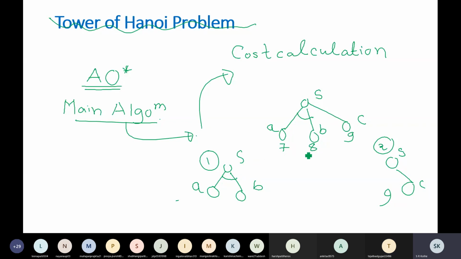Because this and this. So the cost required with this part, if I show it in this way, will be 15. And with this it is 9. So which one is better? This one is better. Okay, so how have we calculated this cost? Cost of A plus cost of B.